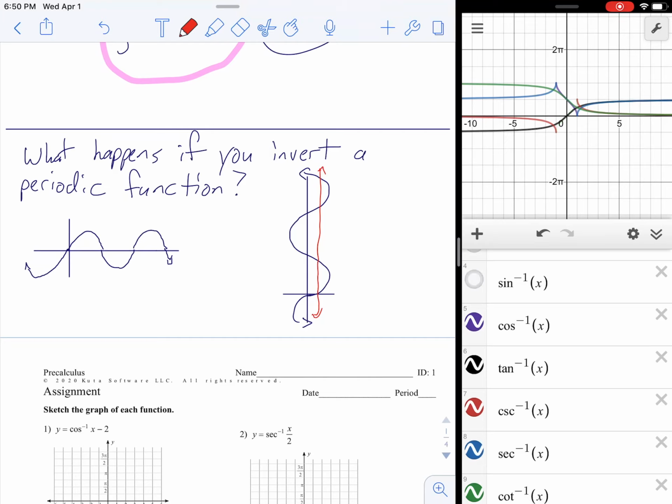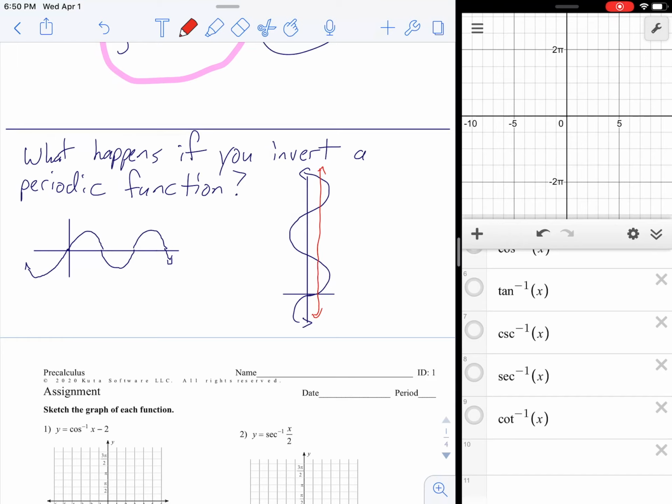All right, so we don't need those. I just want you to see that each one has its own distinct shape, and it's not the entire graph sort of turned on its side. It's not. It's just a small portion of the graph turned on its side.